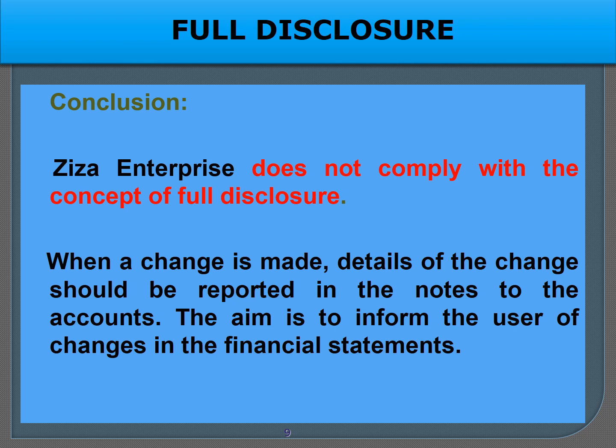What is the conclusion? AA Enterprise does not comply with the concept of full disclosure. When a change is made, details of the change should be reported in the notes to the accounts. The aim is to inform the user of changes in the financial statements.